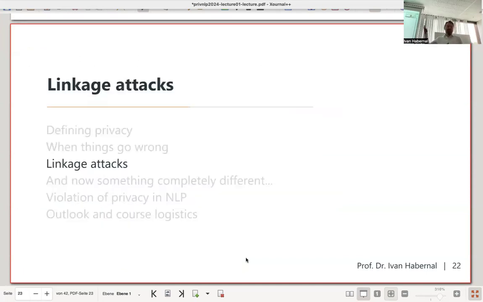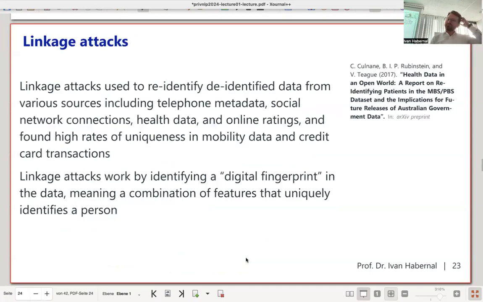Which brings us to this family of privacy attacks, which is called linkage attack. These are attacks used to re-identify or de-identify data from various sources, including these examples, which in this paper are cited with the proper references. So if you are interested in how people were able to link telephone metadata, social network connections, health data, online ratings, mobility data and credit card transactions, just go to this paper on arXiv and find these references to the other papers. Just to make it clear, you should never just anonymize things and put them on the internet. Never, ever, don't do this. If there's a bad guy, they will find out.